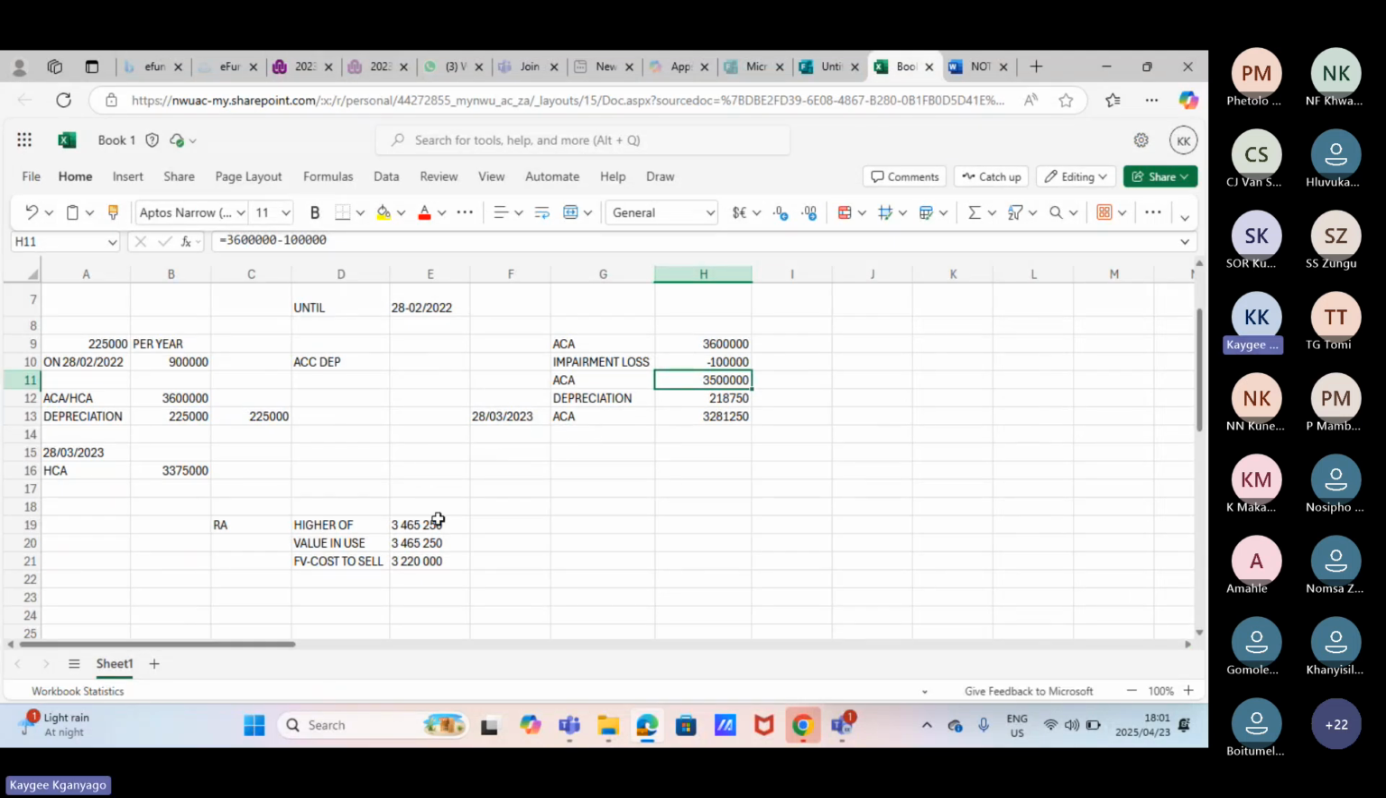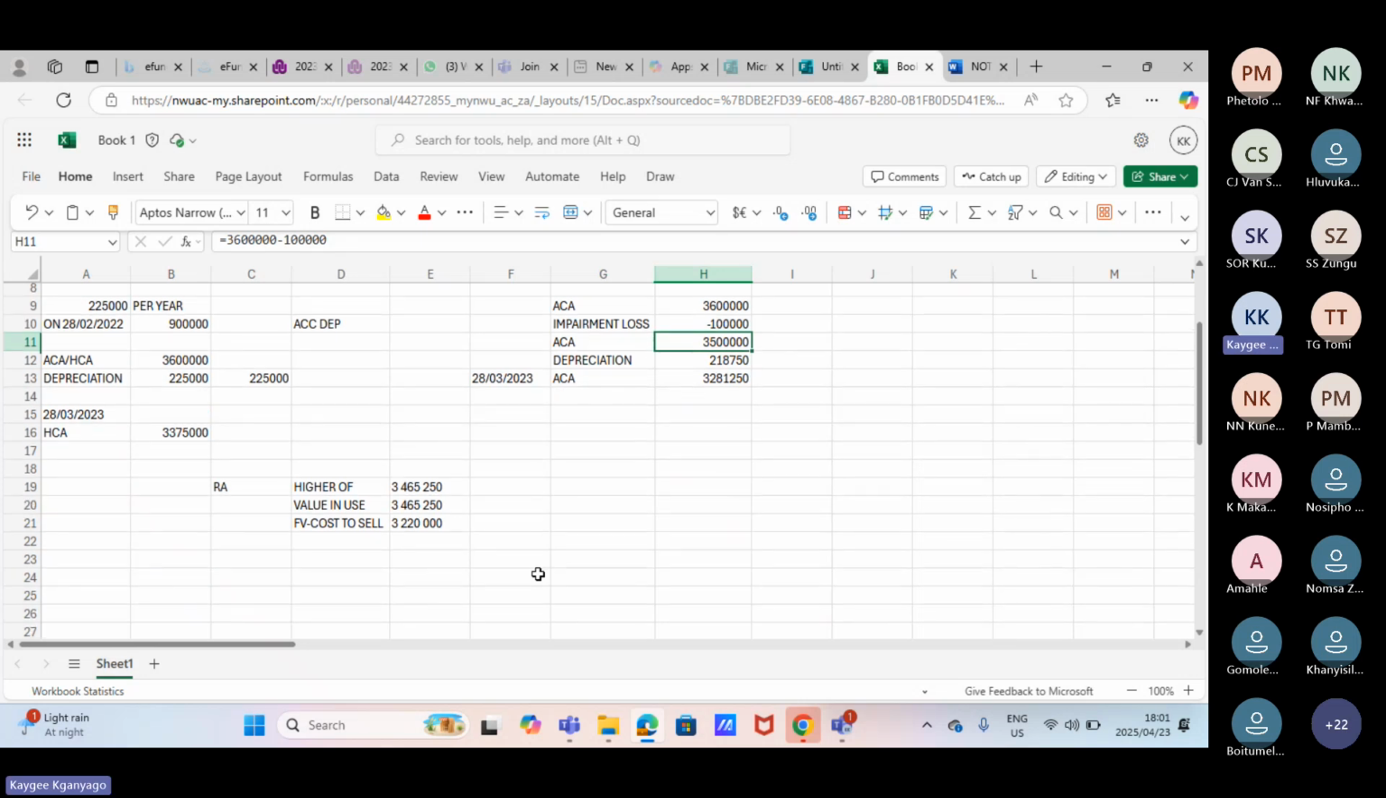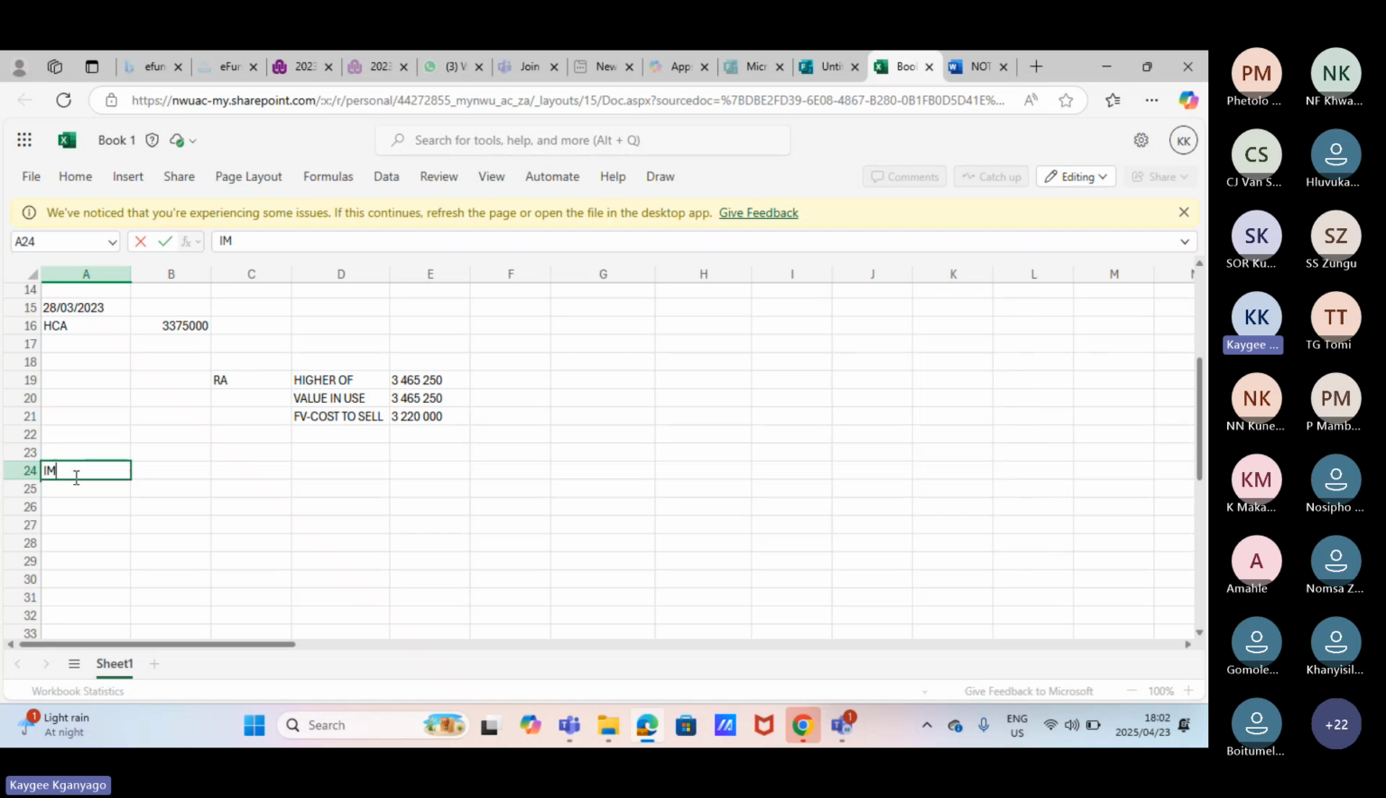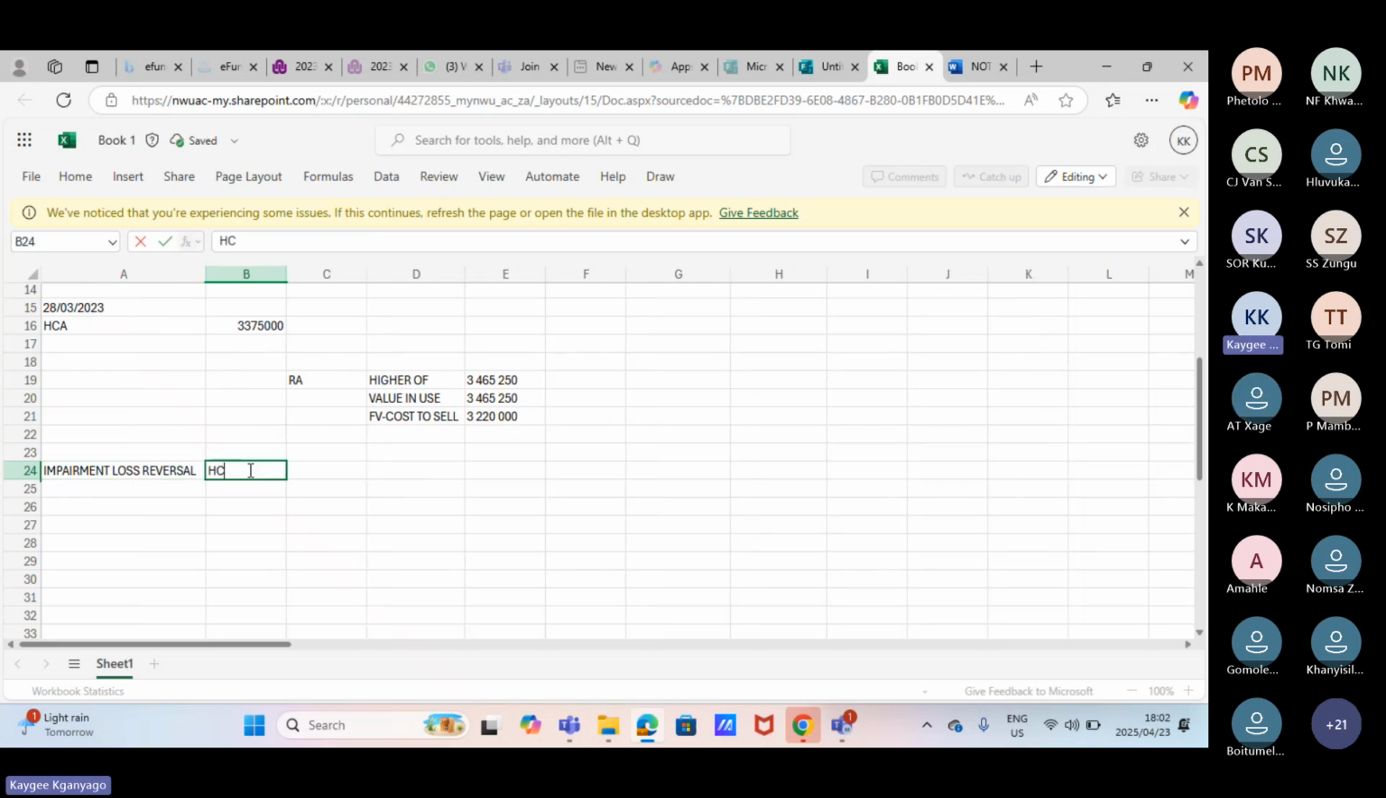So now what must I do? I can see my recoverable amount is more than my actual carrying amount. It means I must have what? The impairment loss reversal, ne? But I must also check if my actual carrying amount is also more than my historical carrying amount. Yes, it's more than my historical carrying amount. Therefore, my impairment loss reversal will be how much? Impairment loss reversal will be HCA less ACA. Why did I do this?